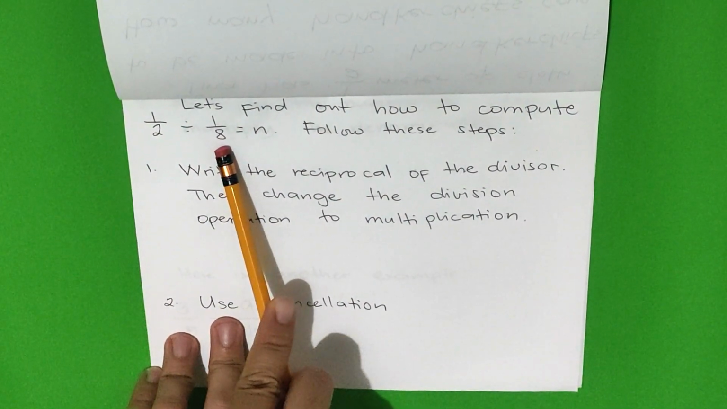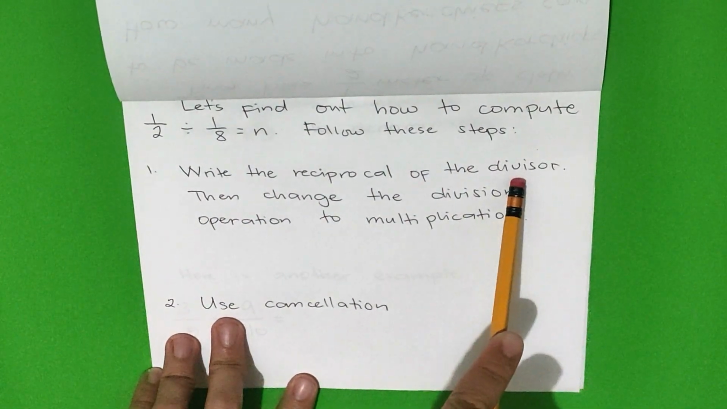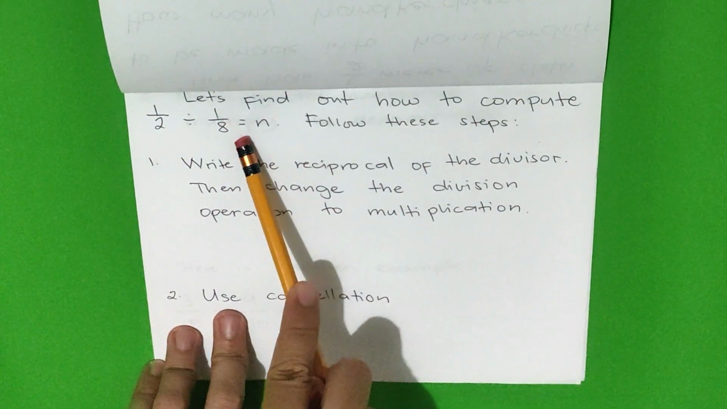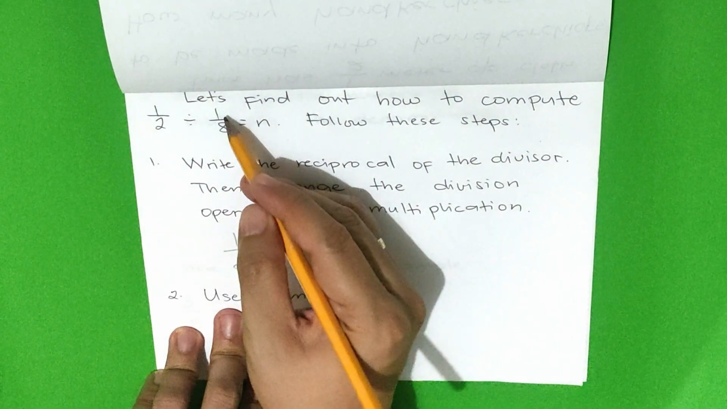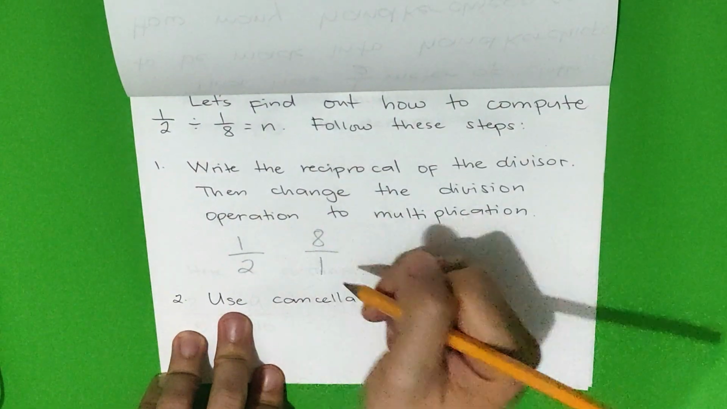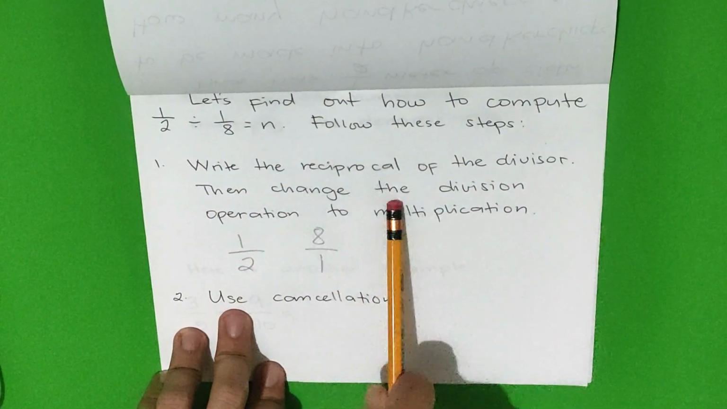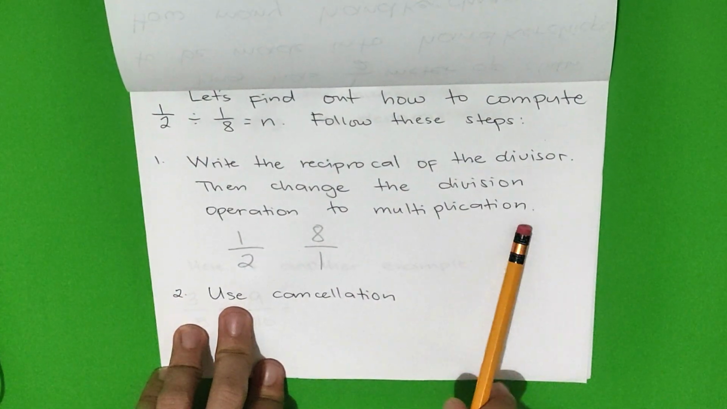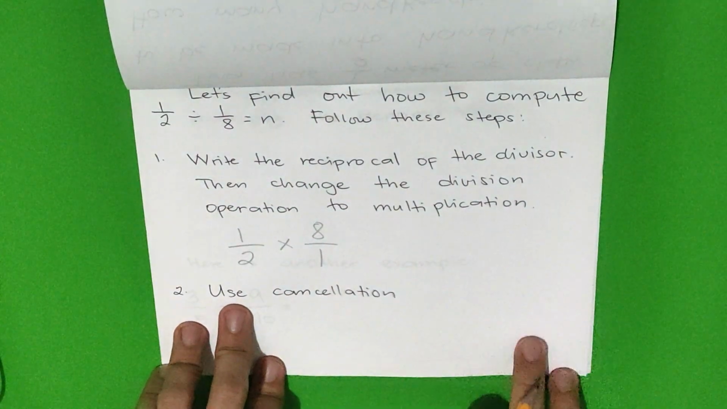Right. Now, let us write the reciprocal of the divisor. When we say reciprocal, we will switch the numerator and the denominator. So for 1/8, let's switch 1 and 8. 8 will become the numerator and 1 will become the denominator. And then change the division operation into multiplication. So the division operation will become multiplication.